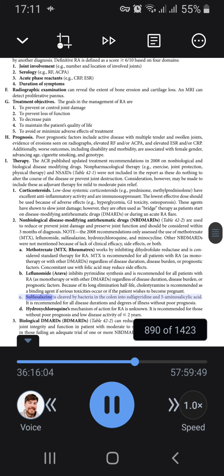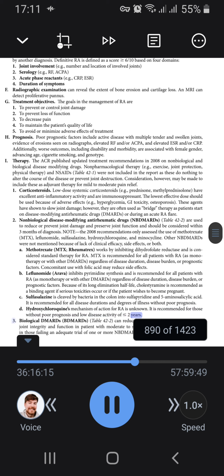C. Sulfasalazine is cleaved by bacteria in the colon into sulfapyridine and 5-aminosalicylic acid. It is recommended for all disease durations and degrees of illness without poor prognosis. D. Hydroxychloroquine's mechanism of action for RA is unknown. It is recommended for those without poor prognosis and low disease activity of less than 2 years.